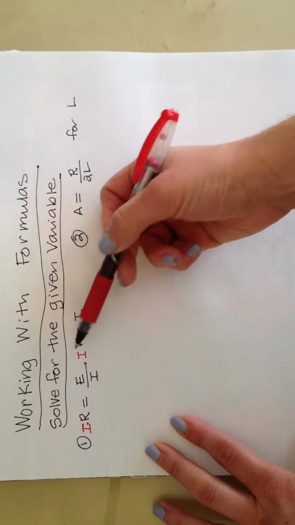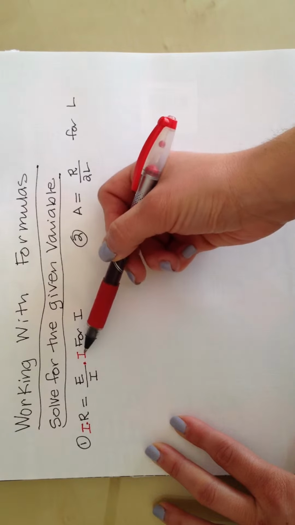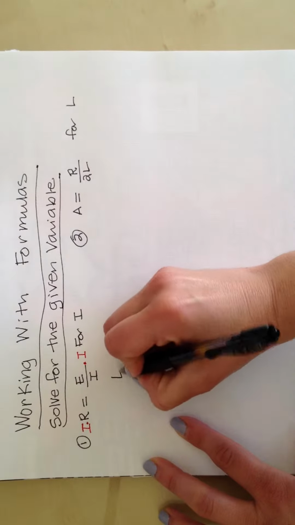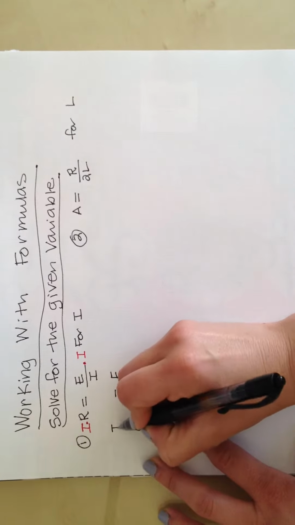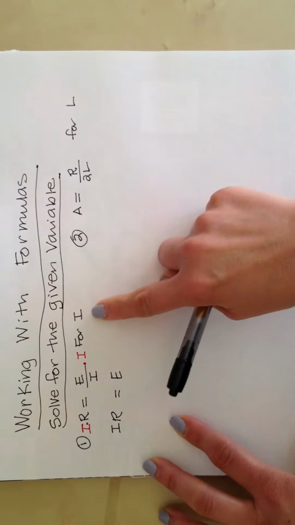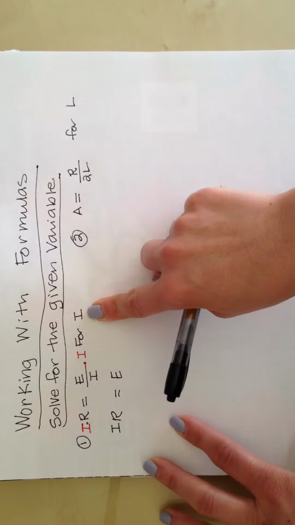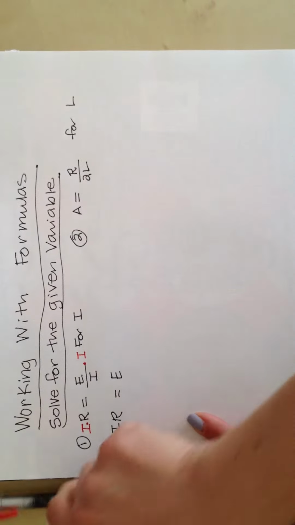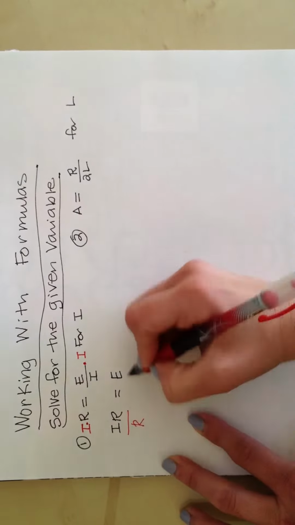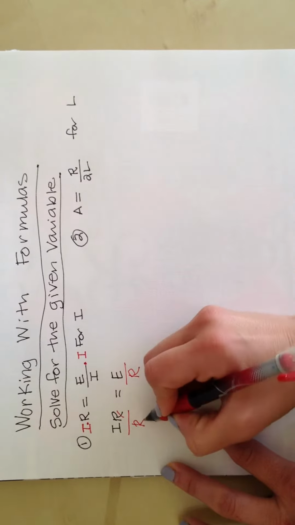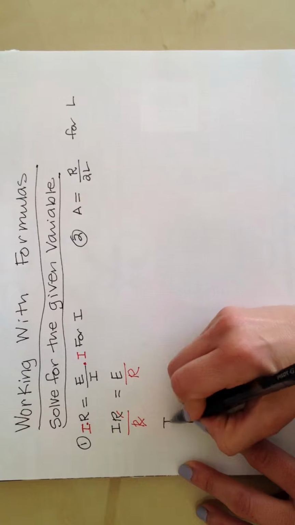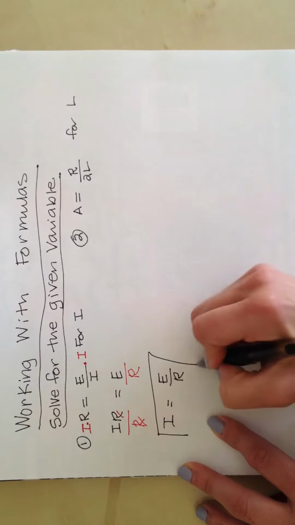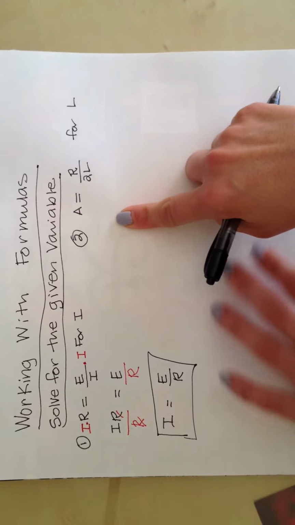And notice that on the right side we can reduce the I. And so if we do that, we get E equal to IR. And remember, you're trying to isolate I. In order to do that, all we have to do is divide both sides by R. We can reduce, and so we get I equal to E over R. That's our final answer. Let's look at the second example.